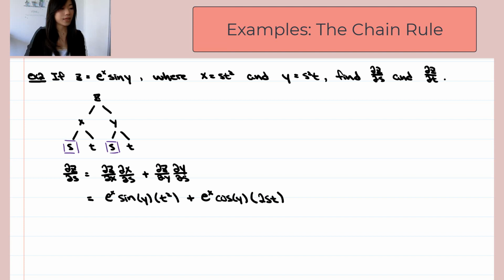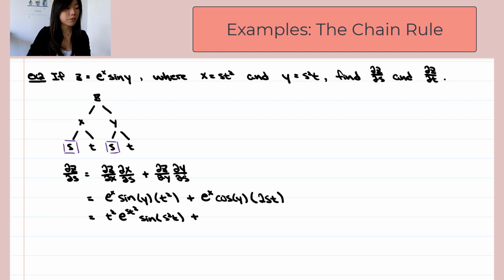Then I can also substitute the x and y back into this equation. So this equals, I'll bring the t squared to the front, then times e to the power of x, and x is s times t squared, then times sine of y, and y equals s squared times t. Then plus, I bring the 2st to the front, then I have e to the power of x, where x is s times t squared, then times cosine of y, where y equals s squared times t.